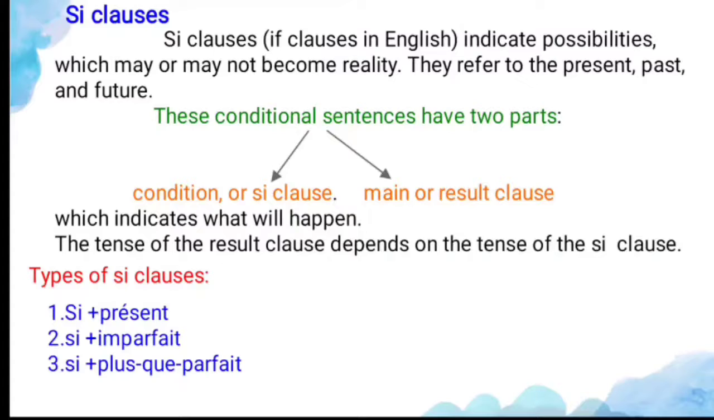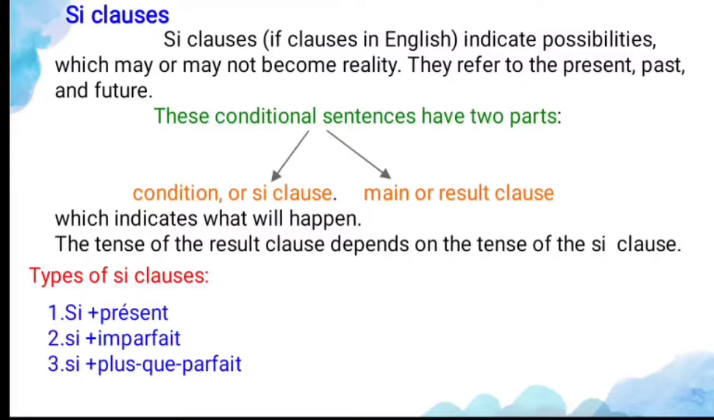And for the tenses, what are the tenses? One is present tense, another one is past, and the third one is future. And these conditionals have two parts. What are the two parts? One is the condition or if clause, that is the Si clause, and the second one is the main or result clause. These two parts indicate what will happen, and the tense of the result clause depends upon the tense of the Si clause.